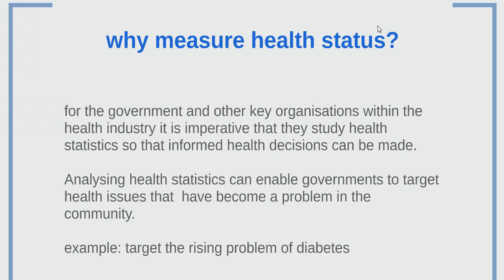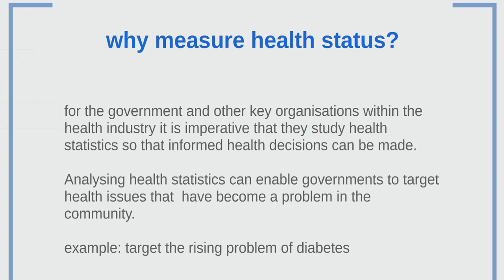But we're going to start off by just looking at why even bother measuring health status. Well, for government and other key organisations within the health industry or health sector, it's really important that they study health statistics so that they can make informed health decisions. Now, the federal health budget, for example, is in the tens of billions of dollars, and when you spend that sort of money, you'd want to be spending it wisely. So they gather health statistics to try and help them make sensible decisions with the health budget.